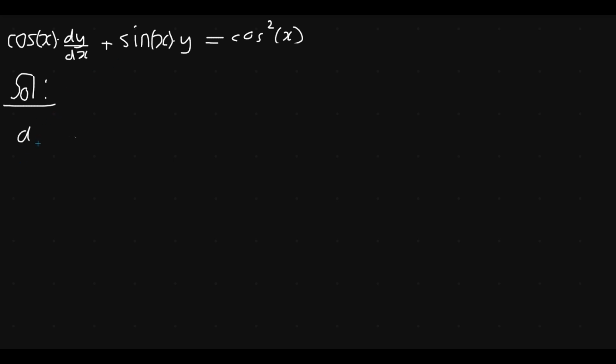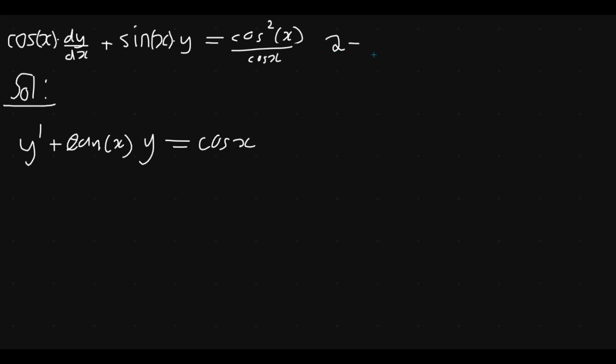So this gives us dy. Actually, we're going to write dy by dx as y prime, because that's just going to be a bit nicer, a bit quicker. So y prime, the cosine x's cancel, so we just get 1 times y prime plus sine x over cosine x, tangent x, times y equals cosine squared over cosine x. We're just going to reduce the power, so it's going to be 2 minus 1, which equals 1. So it's cosine x to the 1, so it's just cosine x. So that's nice.